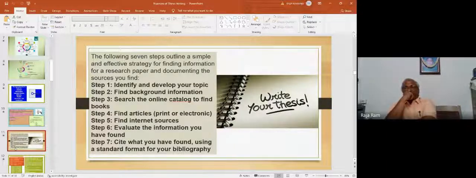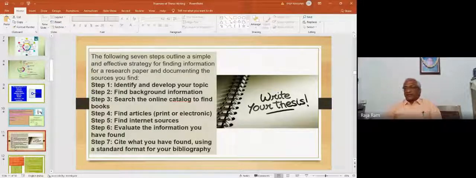Step one is to identify and develop the researcher's topic. The second one is to find background information that comes from our literature review. Third one is finding supportive documents: online catalog to find books, finding articles, and finding internet resources. And after that, we have to evaluate the information that we have. And step seven is to cite using a standard format for the bibliography.